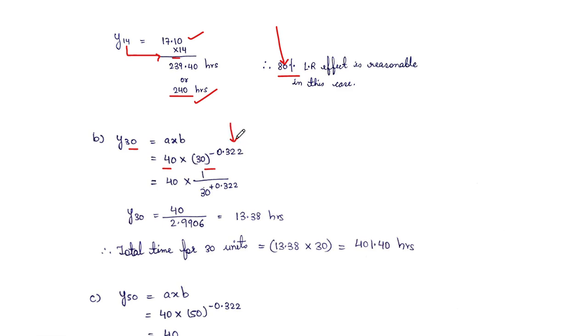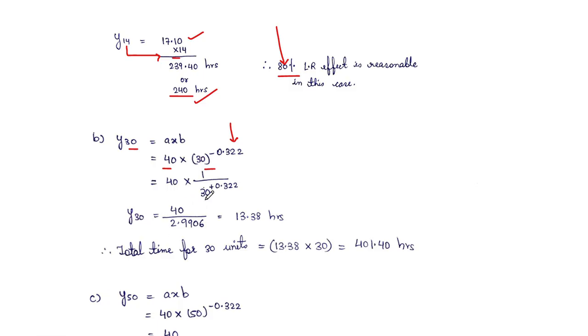This is the 80% learning curve value. Without taking log, there is a shortcut for finding this. So 40 into, this is a subtraction. As per the log rule, subtraction will convert into division. So 1 divided by 30, and this negative sign will convert to positive. So 30 to the power positive 0.322.